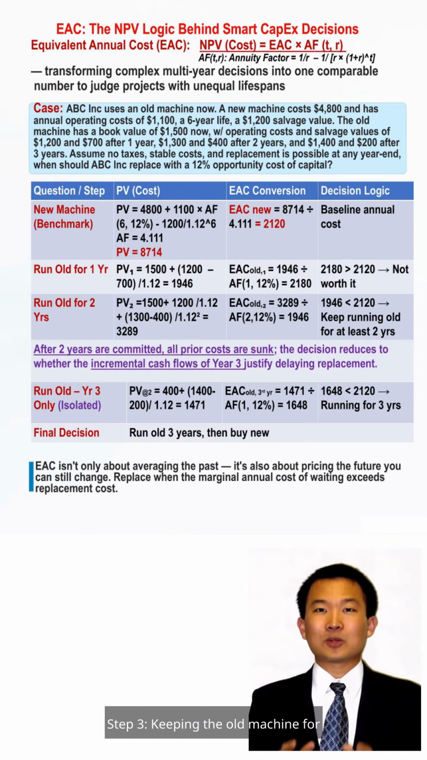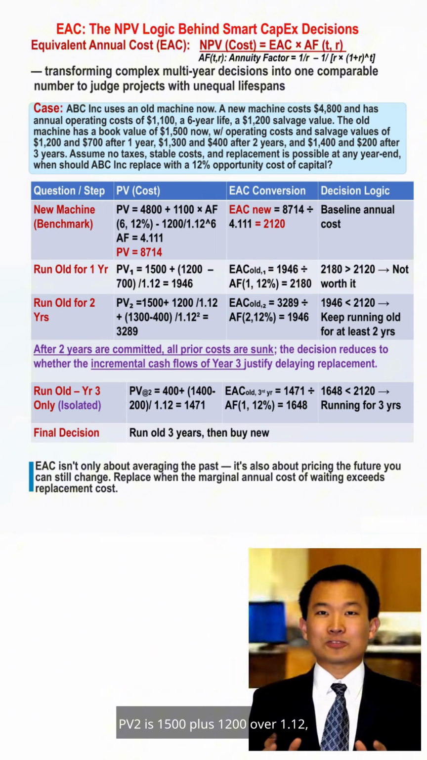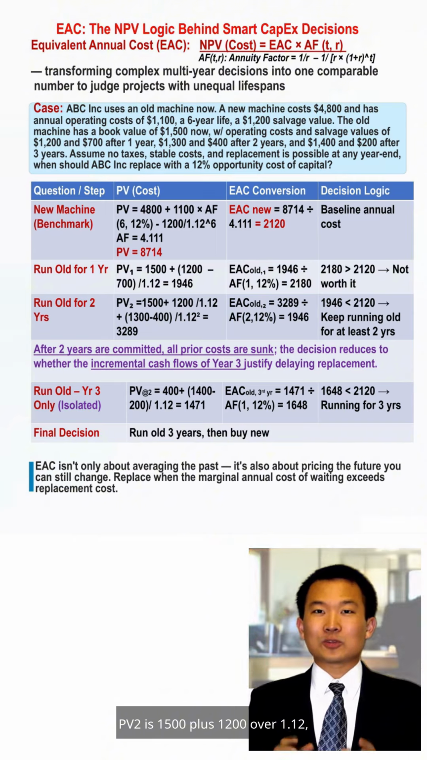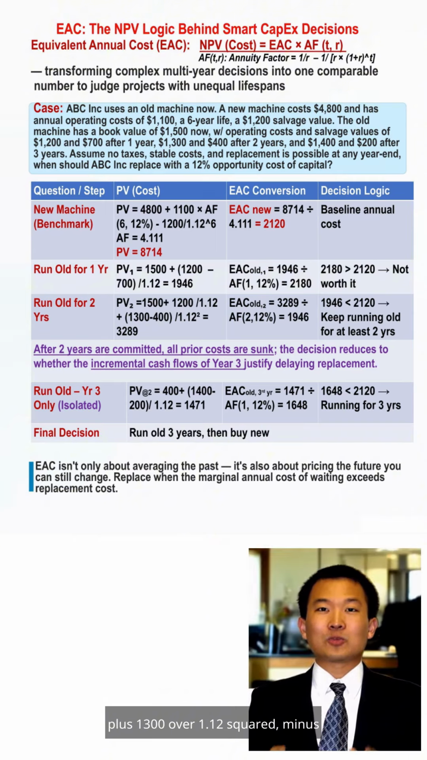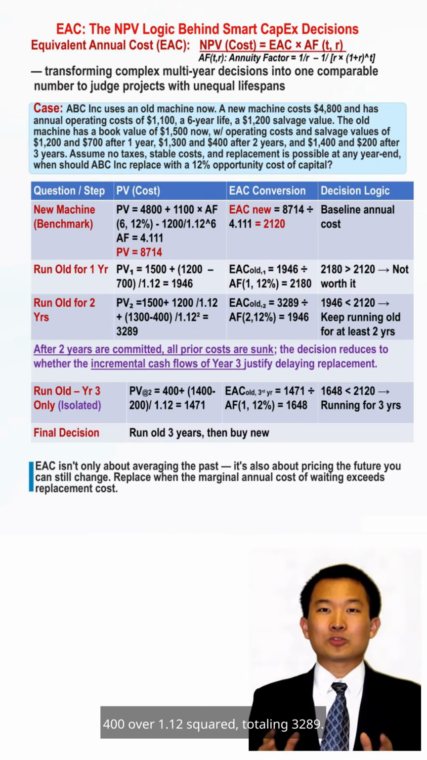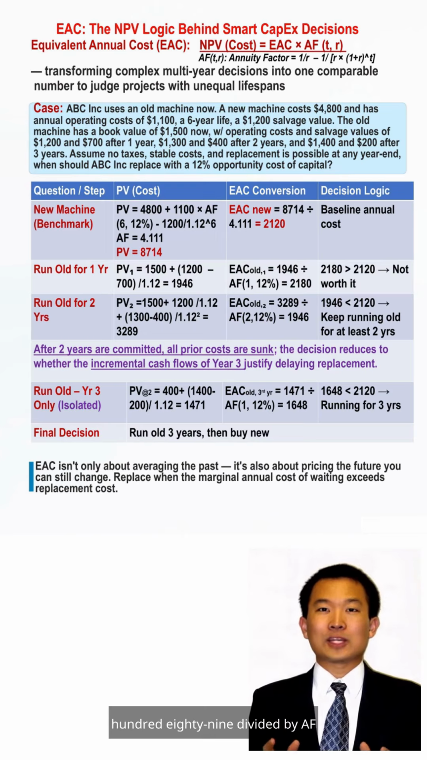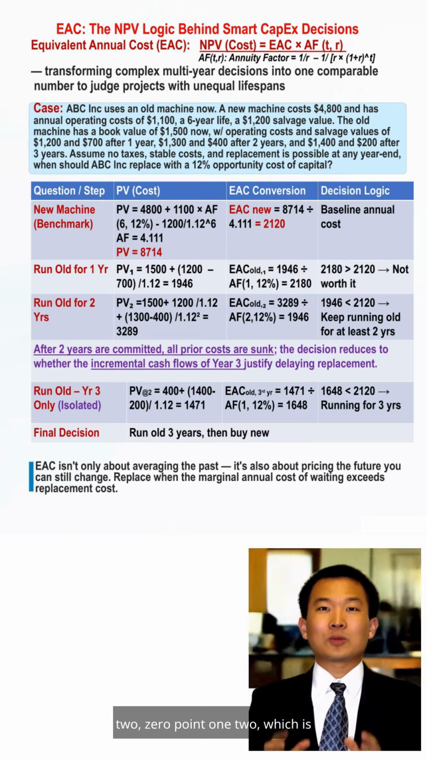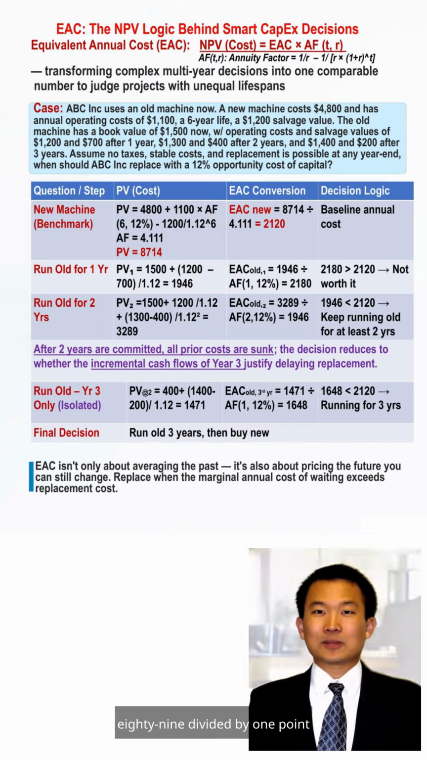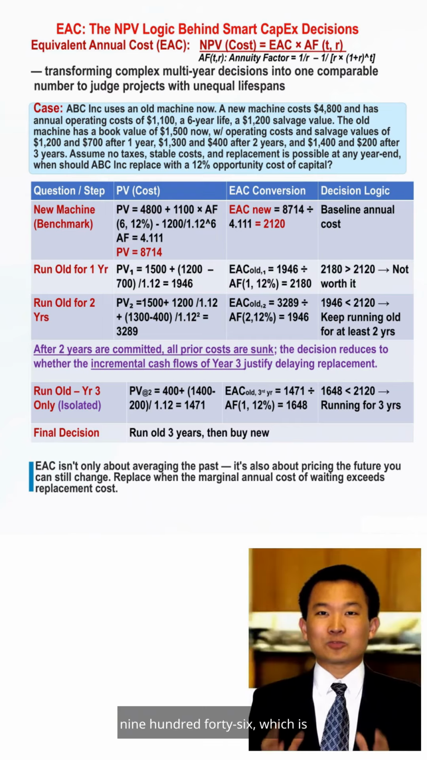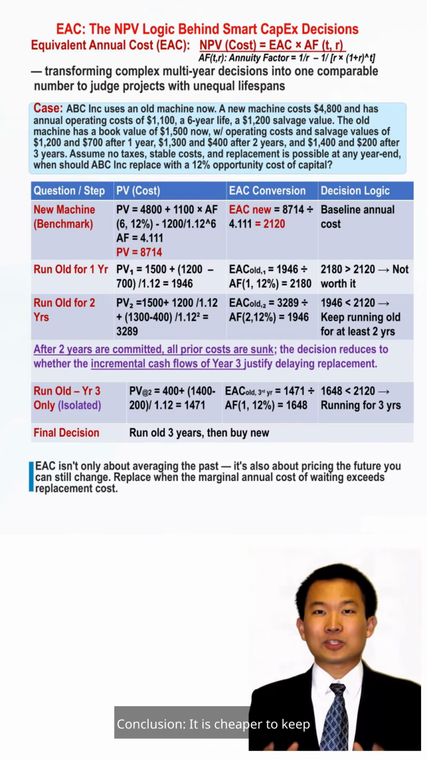Step 3. Keeping the old machine for 2 years, PV2 is $1,500 plus $1,200 over 1.12 plus $1,300 over 1.12 squared minus $400 over 1.12 squared, totaling $3,289. EAC2 equals $3,289 divided by AF2, at 12%, which is $3,289 divided by 1.69, equaling $1,946, which is less than $2,120. Conclusion, it's cheaper to keep using the old machine for at least 2 years.